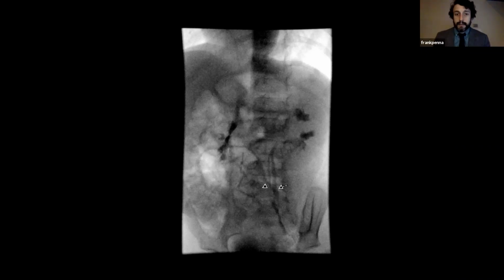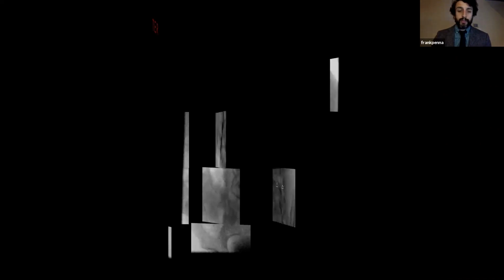So she ended up having a duplicated collecting system with lower pole reflux. Obviously, this is antegrade contrast coming from the top, but she also had lower pole reflux. So what I ended up doing for her was something called a ureteroureterostomy, where I sewed her lower pole ureter, which was refluxing, to her upper pole ureter. That way, all the urine drainage went into her upper pole ureter so she didn't reflux anymore. And that's just a nice way of treating reflux without messing with the bladder.